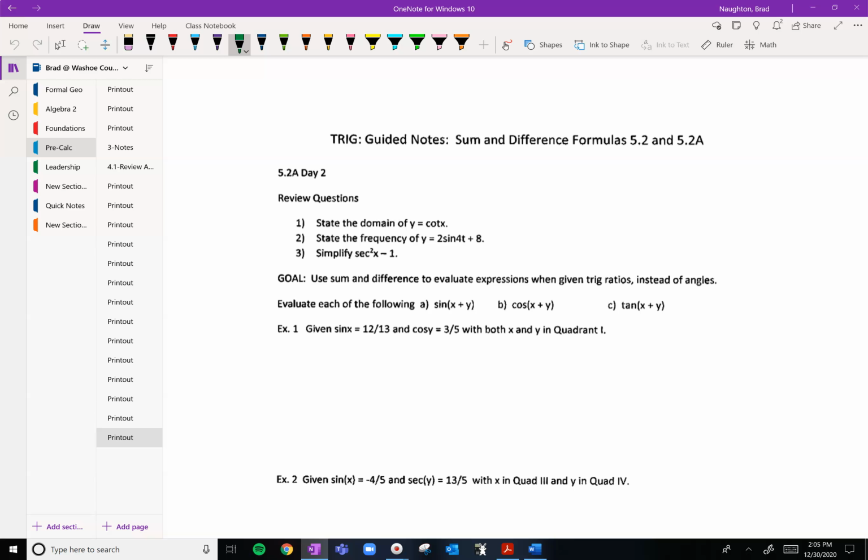We are going to go ahead and jump into 5.2a today. And we're going to take a look at our sum and difference theorems, but we're going to look at it when we don't necessarily have the angle measurements. We're going to be living in the world of X's and Y's today, so we're going to go ahead and use that.